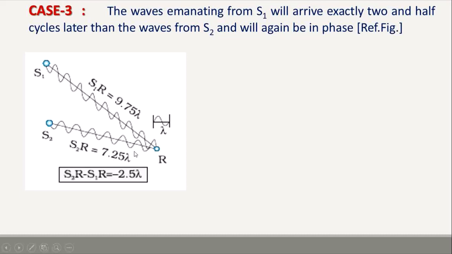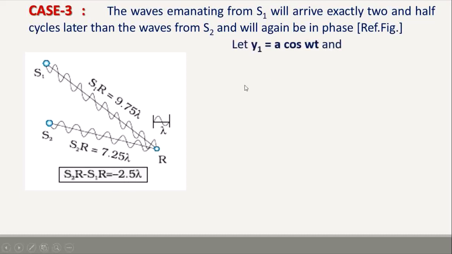I have taken fractions because we are now verifying what will happen if the path difference is a fraction of the wavelength lambda. So here the difference between these two is 2.5 lambda. Not necessarily 9.75 and 7.25 only, you can take any values, but the difference should be a fraction like 0.5, 1.5, 2.5, 3.5, 4.5 like that.